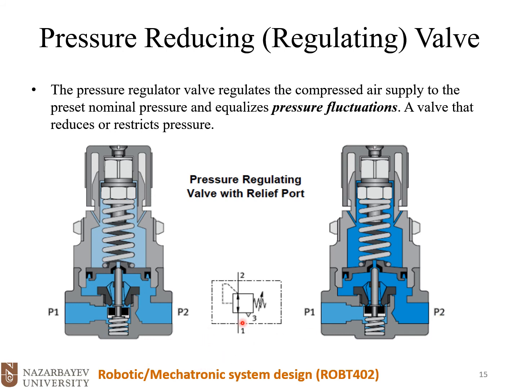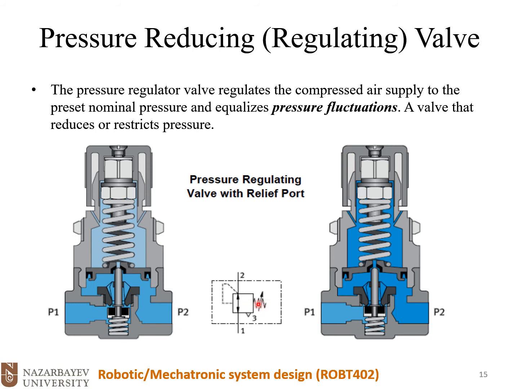So now let's come to the symbol and explain it. We have port 1, which is the main port, P1, equivalent to the P1 here. We have port 2, which is the output port, equivalent to the P2 port.